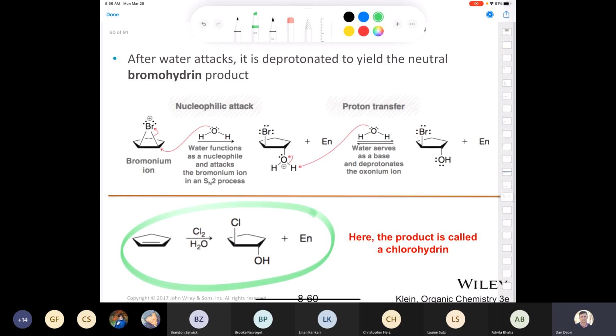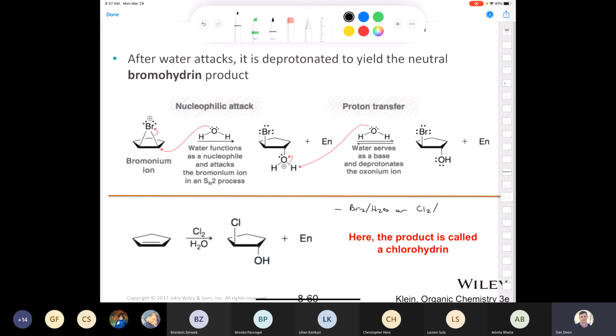If you tried the same chemistry with chlorine, you end up with a chlorohydrin. So what do you need to know? What are the take-home messages for you guys? The reagents are bromine in water or chlorine and water, and you get anti-addition.